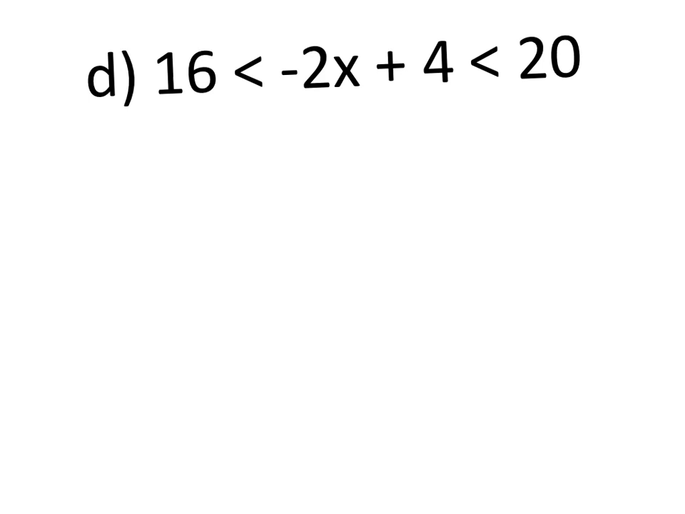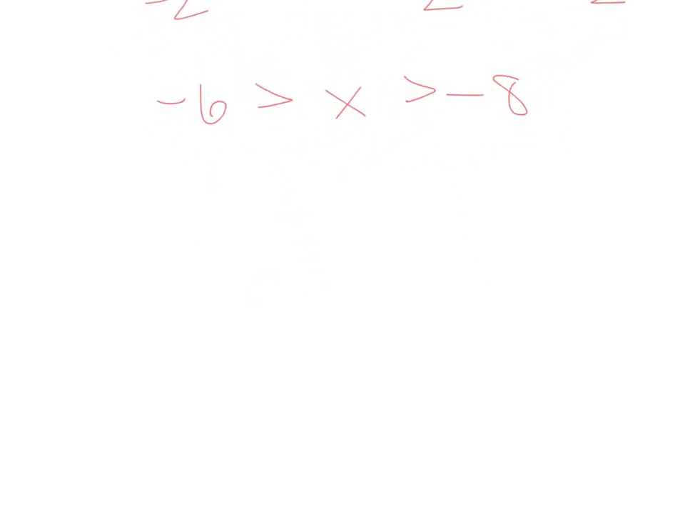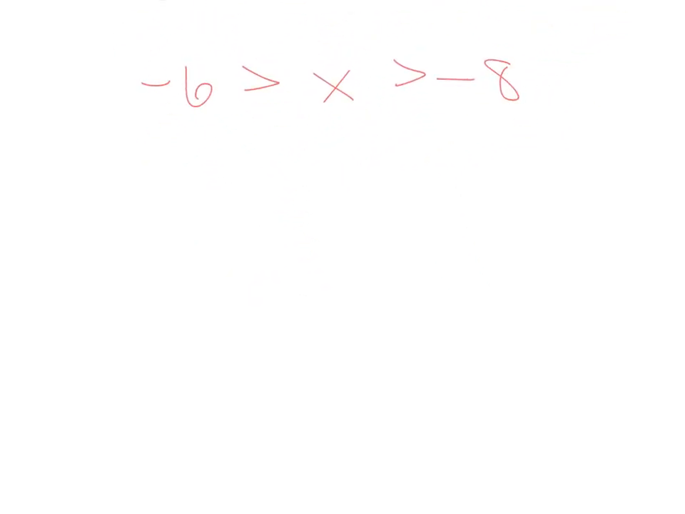Okay, so it doesn't matter if you broke it up or if you just chose to do it to all the parts. So I'm subtracting 4 from all 3 parts. So I have 12 less than, there's still a -2x in the middle there, and then a 16. So now divide everything by -2. Okay, so when you do that, you get -6, but you divide it by a negative. So did you flip your sign? x and -8.